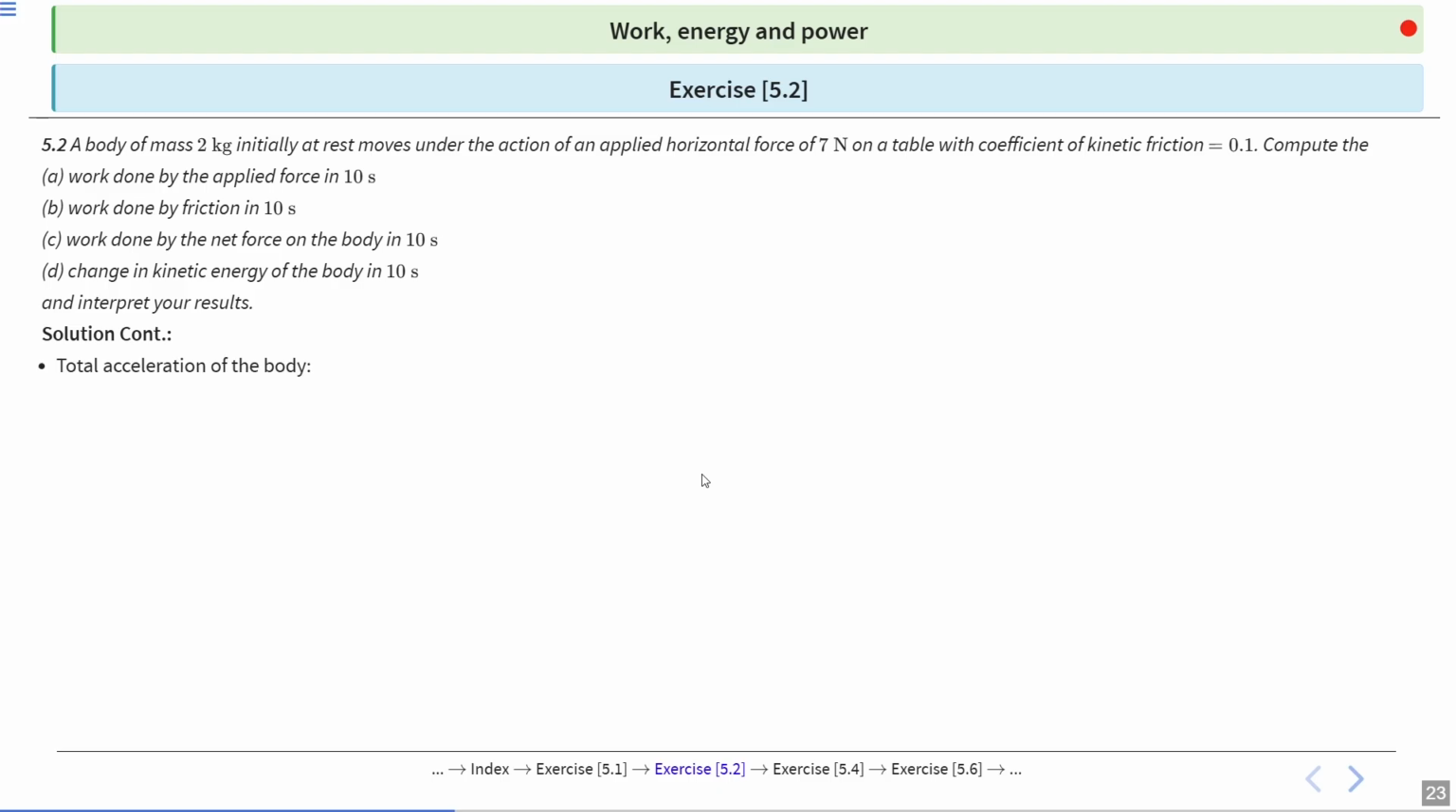So total acceleration of the body, A is equal to A prime plus A double prime. So A prime is 3.5 plus A double prime is minus 0.98. When we add, it will be 2.52 meter per second square.